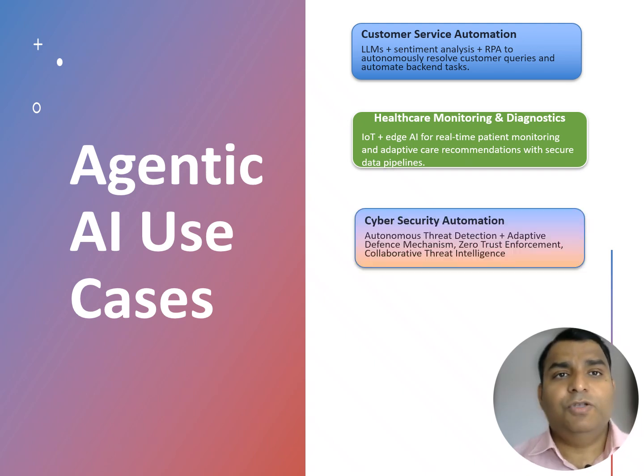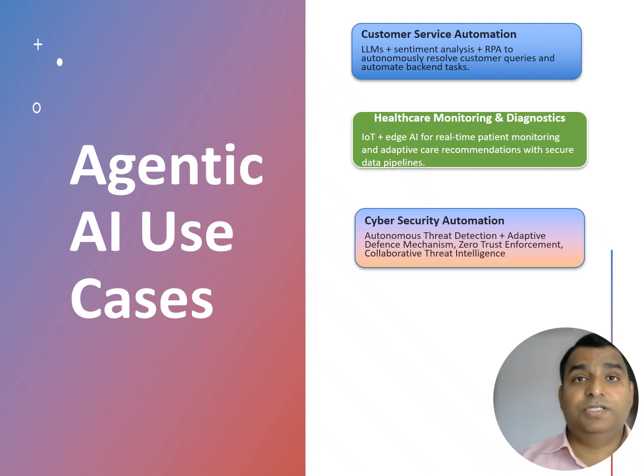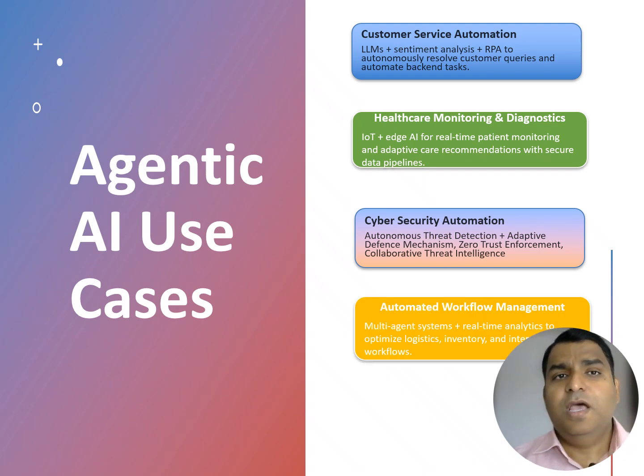We'll talk about cyber security automation. We'll discuss how it helps with autonomous threat detection, adaptive defense mechanisms, and how zero trust enforcement comes into the picture. And then in the last, we'll see automated workflow management. We'll see the multi-agent systems, the real-time analytics, and how it is helping nowadays to predict share prices and the movement of markets, how it is adapting to geopolitical events, and giving you the right decisions.